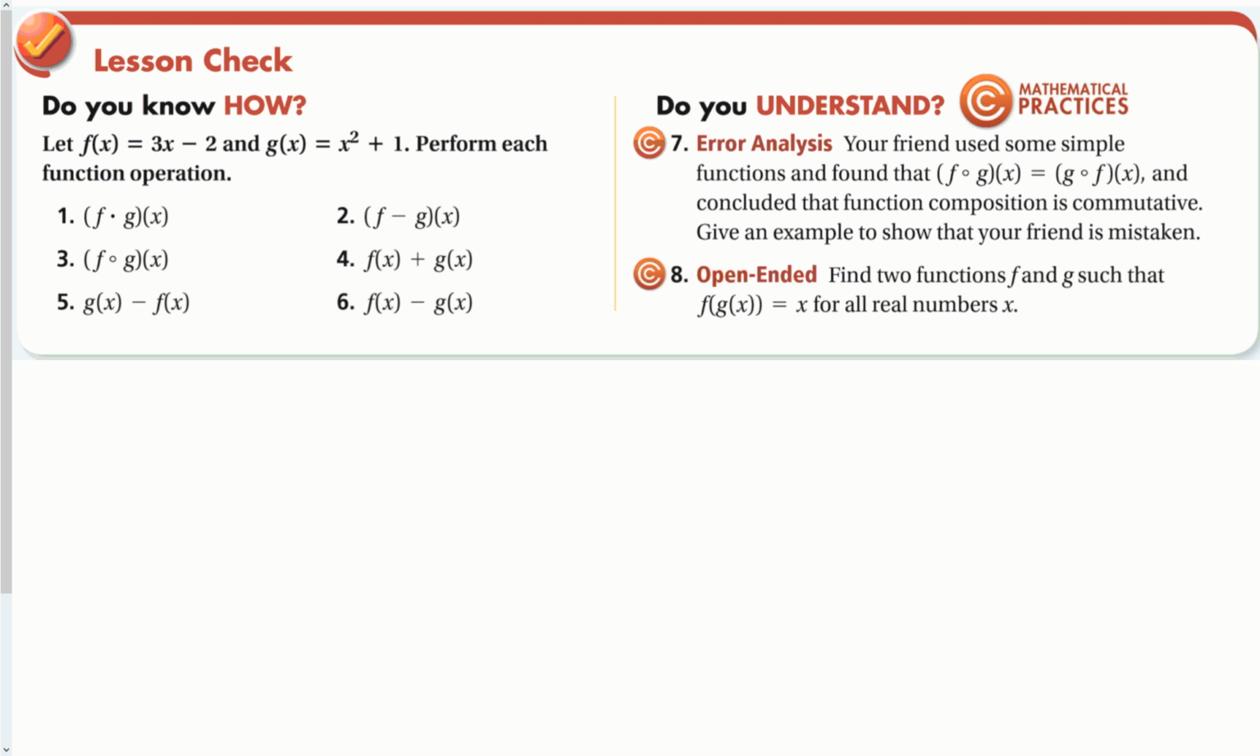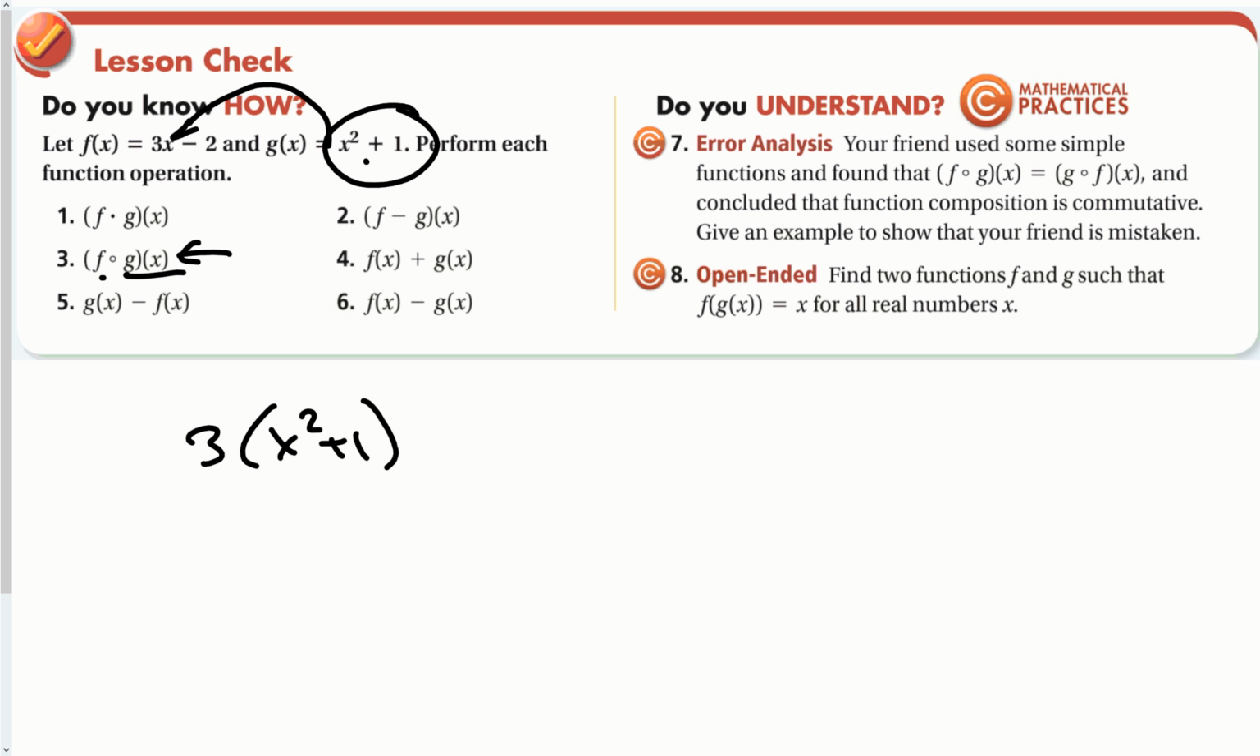So hopefully we understood the basics there, in that to add, subtract, multiply, and divide functions, we combine them together. This is a composite, which means that we take g and we plug it into f. So we take this whole function and we would replace x with that. So f of g of x would be 3 times x squared plus 1 minus 2, right? The variable x gets replaced by the function g.